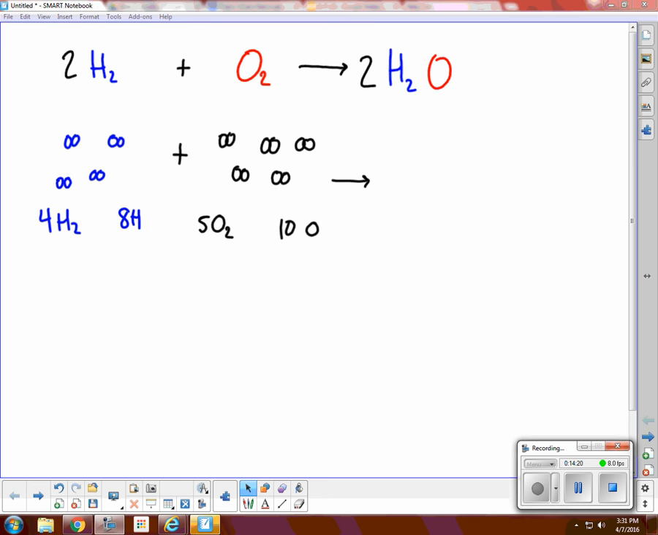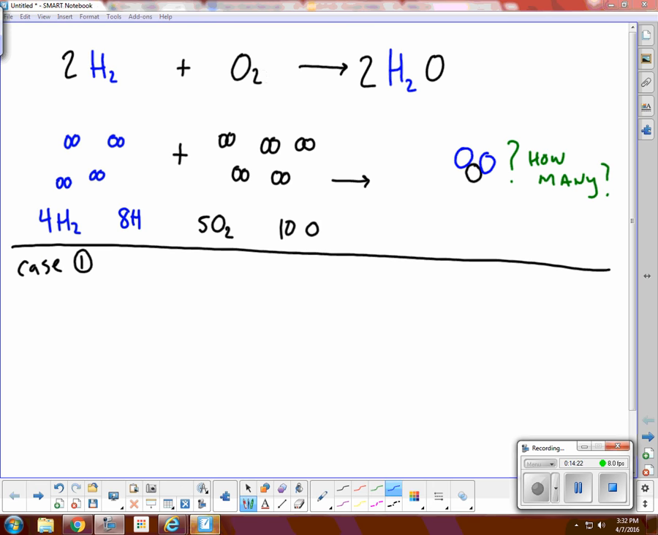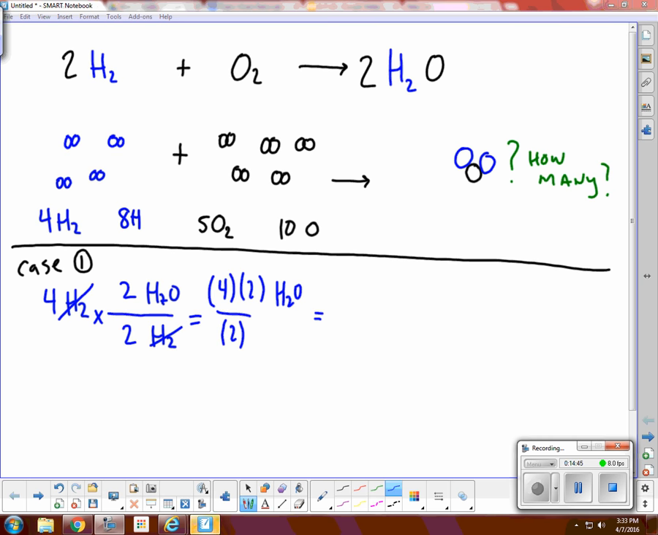All right, case 1 is going to be our hydrogen. So we're going to say we have 4 H2s. How many H2Os will we end up with? So our ratio from our balanced equation is 2 H2s for every H2O. My H2s cancel out, and I'm left with 4 times 2 divided by 2. So that equals 4 H2Os.